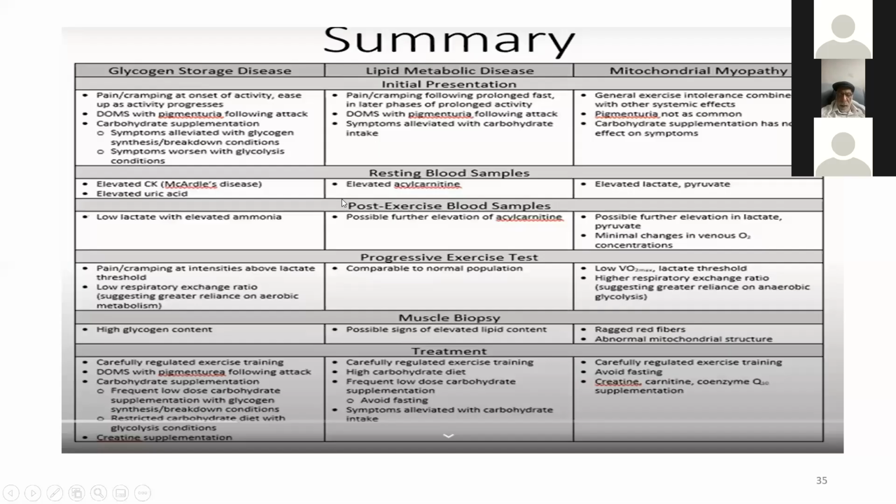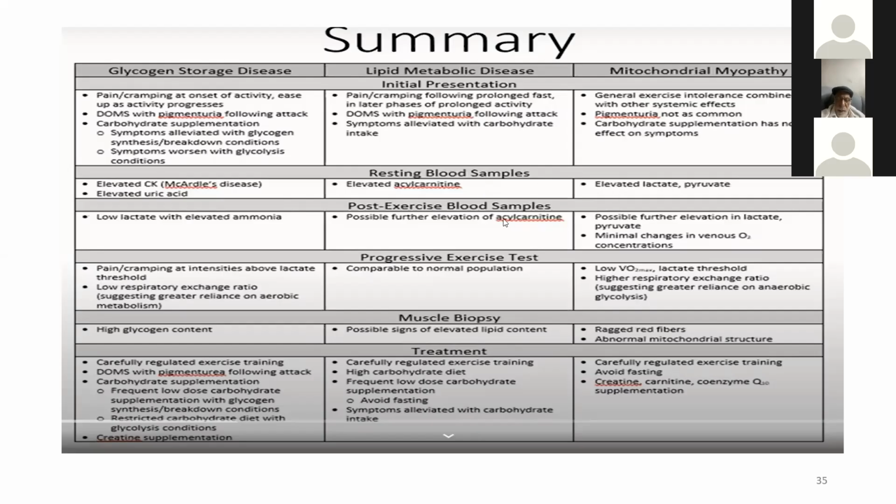The next slides we will not go through, but this is the most simplified one about the symptoms, and then the most diagnostic test as regards blood sampling, resting and post-exercise or progressive exercise test, and the result of muscle biopsy. And lastly, the treatment. Here the resting blood samples: in glycogen storage disease elevated CK, in myoadenylate deaminase disease elevated uric acid, in lipid storage disease elevated acylcarnitine, in mitochondrial myopathy elevated lactate and pyruvate.